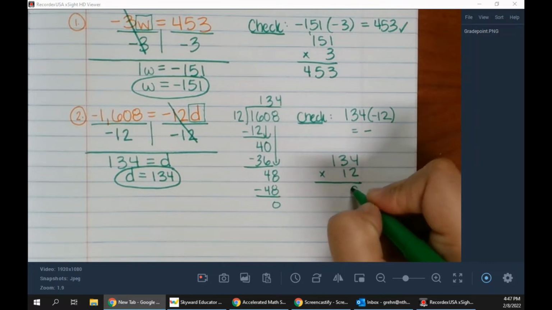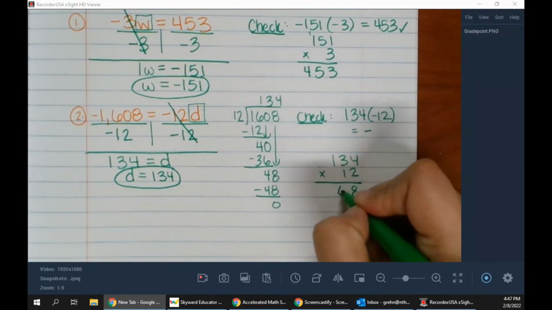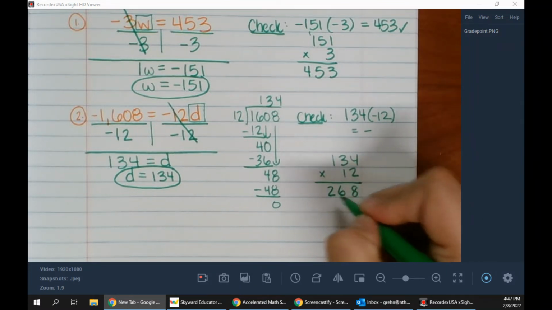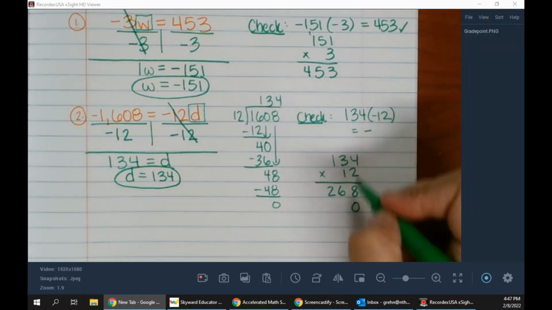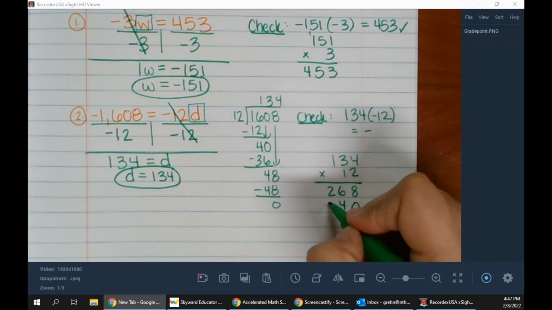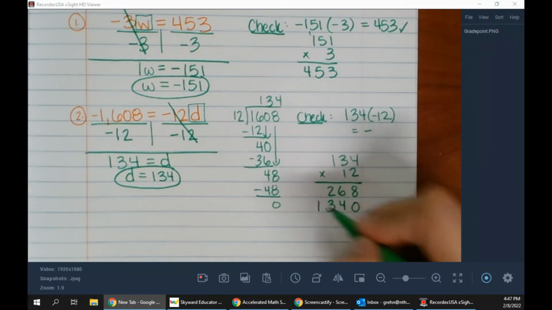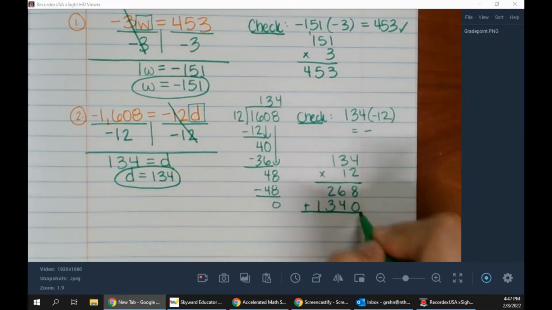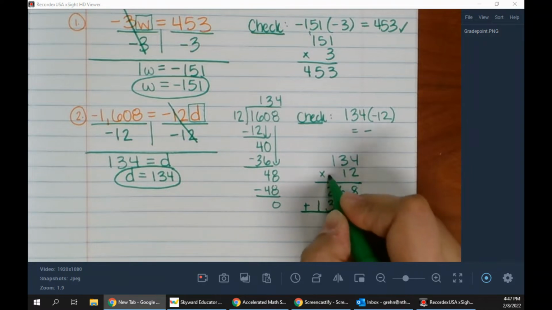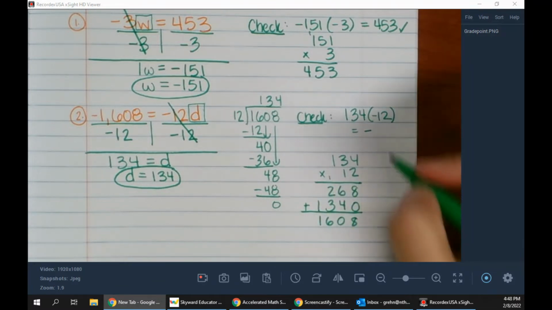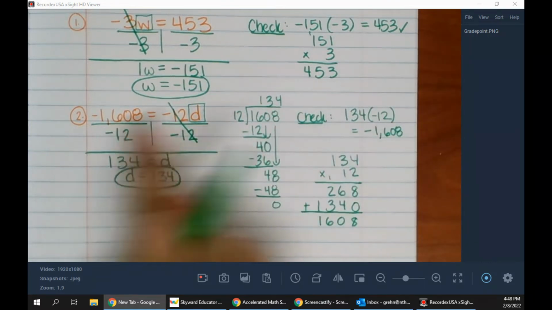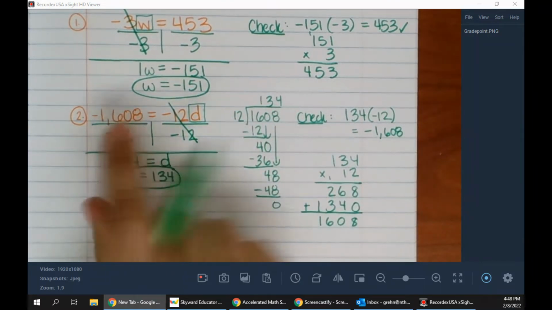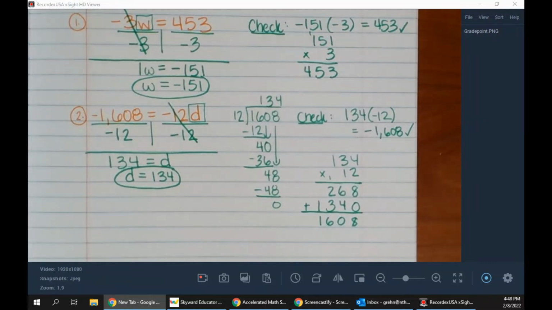So 2 times 4 is 8, 2 times 3 is 6, and 2 times 1 is 2. Bring down my 0 as a placeholder. 1 times 4 is 4, 1 times 3 is 3, and 1 times 1 is 1. Okay, so I'm going to add those together. And so I end up with negative 1,608, which is exactly what I wanted. So we solved that correctly.